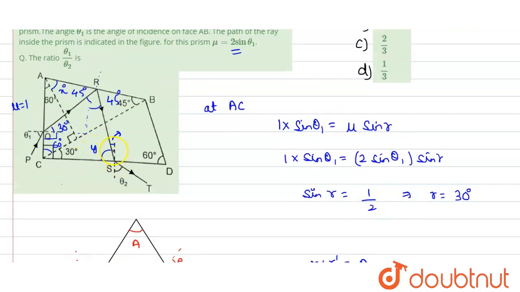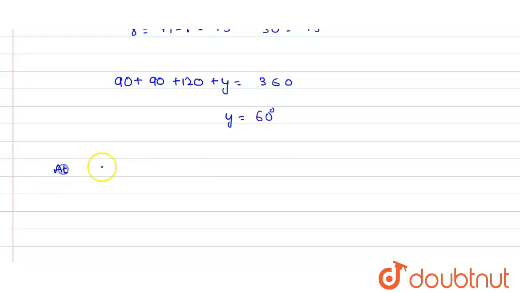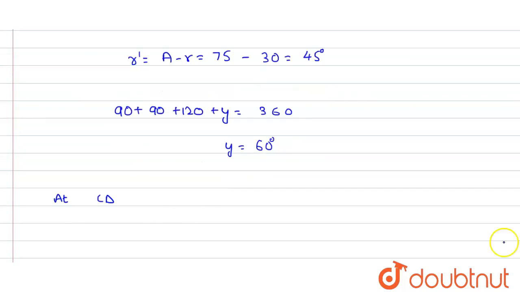So what would be the angle of incidence at this surface? It would be equal to the total angle 90 minus this angle 60, so it would be 30 degrees. Now again, if we apply Snell's law at this surface, at the surface CD, we can say that the refractive index of the glass times the sine of this angle of incidence, 30, would be equal to the refractive index of the outer medium, which is air, refractive index 1, times the sine of angle theta 2. So we say that mu into sine of 30 equals refractive index of air, which is 1, times sine of theta 2.